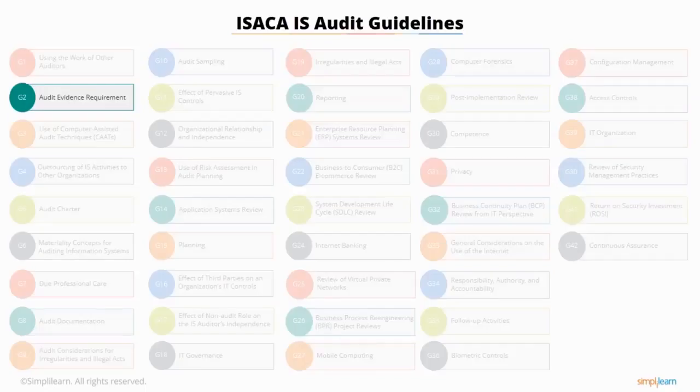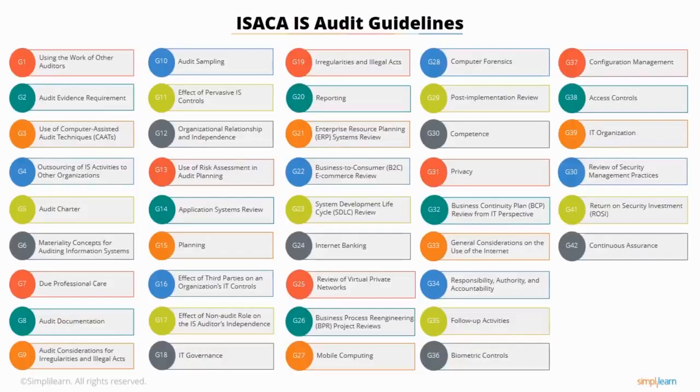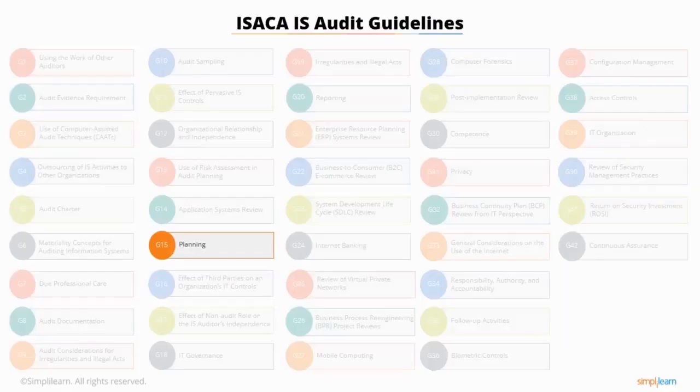Audit evidence requirement G2 also is prominent on the certification test. G15 planning, a properly planned audit, is the only way you're going to have a good audit. And of course, G20 reporting, the way you report your audit, is essential to communicating your findings to the stakeholders.